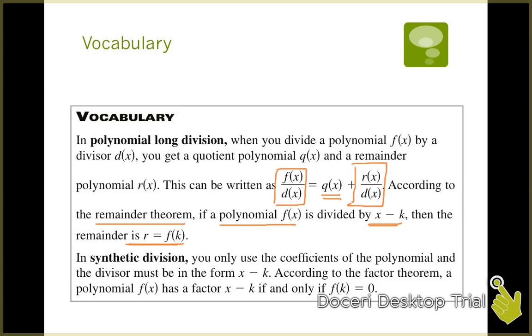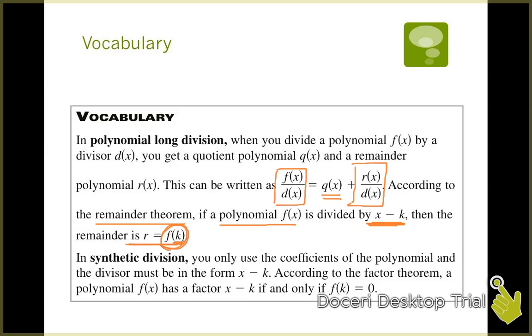We'll see what that all means in just a minute, but this actually ties back to what we were talking about when we did synthetic substitution. When we were trying to find f of k, we could use the k value and synthetic substitution to find out what the answer was. Well, we can use that same process, but our k is going to come from the divisor that's in x minus k form.